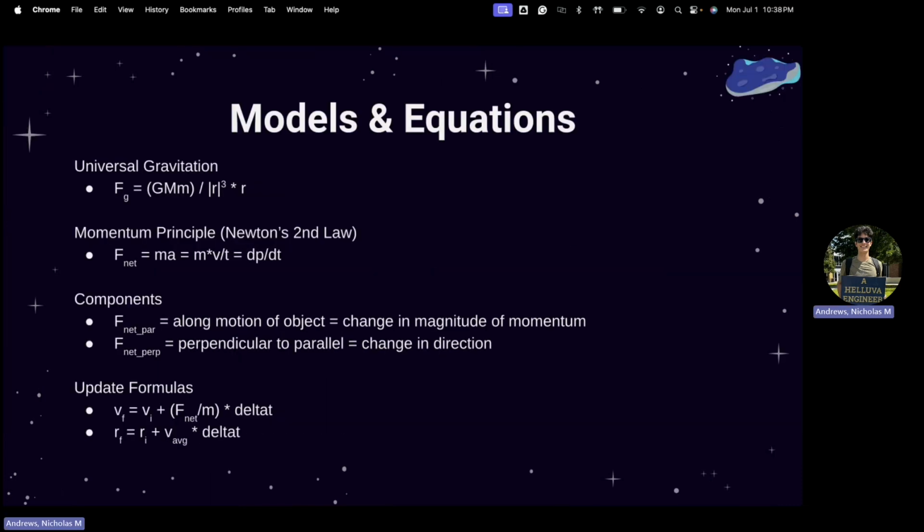The models and equations we used in this lab report are as follows: universal gravitation and the momentum principle, also known as Newton's second law. The components we're using are F-net parallel, which is along the motion of an object, which equals the change of magnitude of momentum, and F-net perpendicular, which equals the change in direction. We are also going to use the update formulas for these experiments.